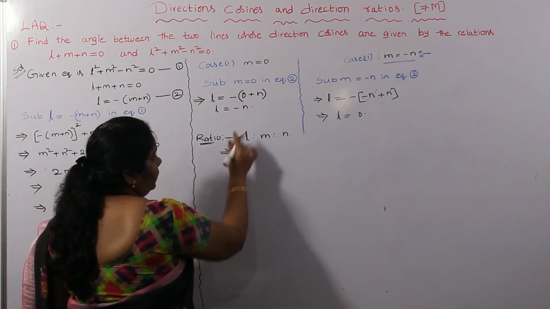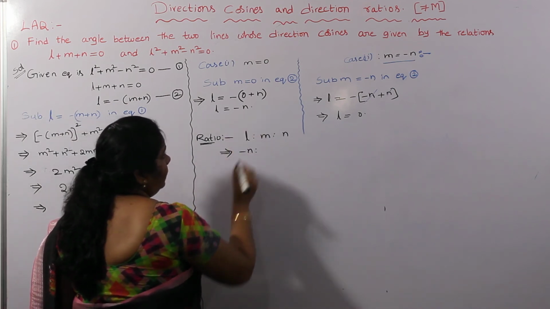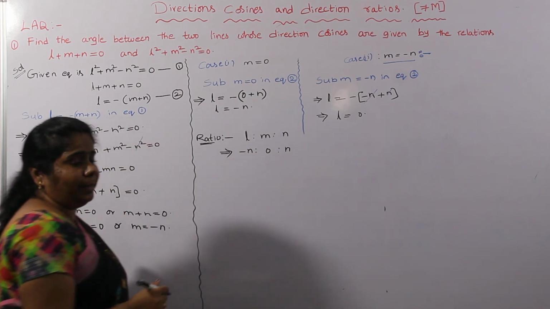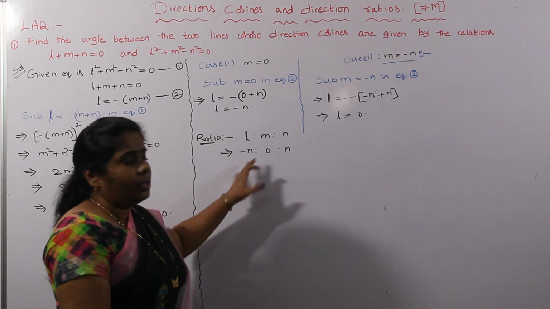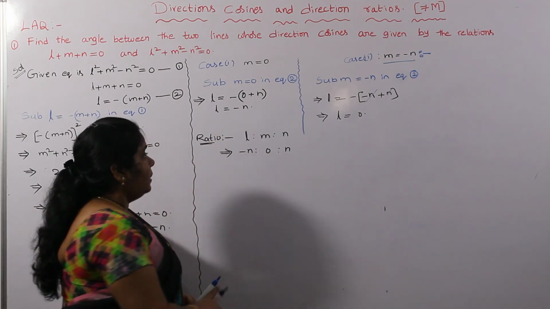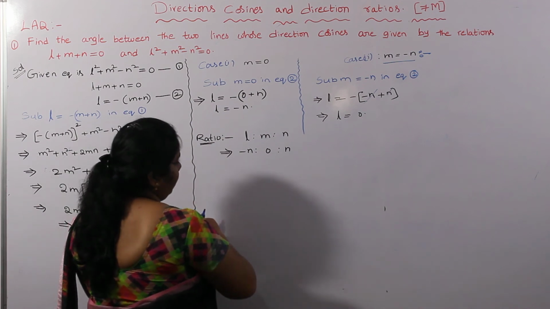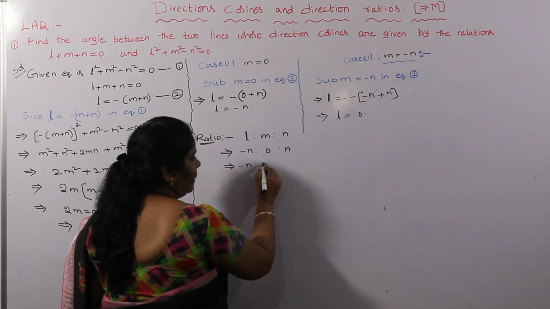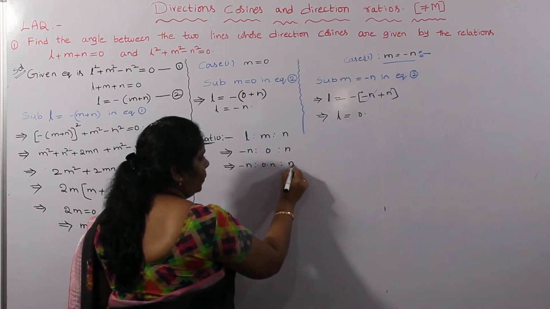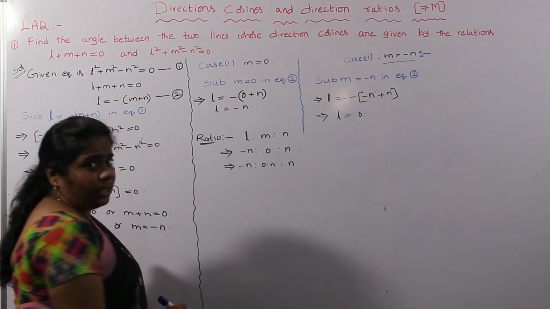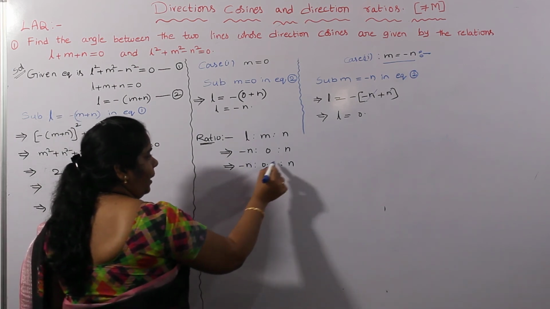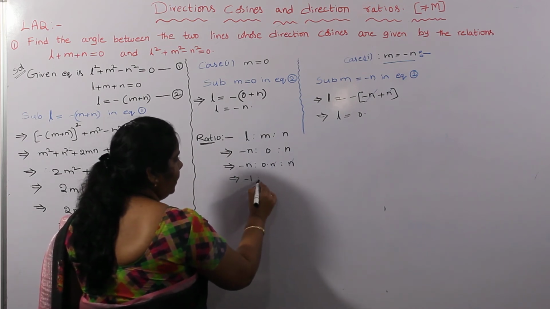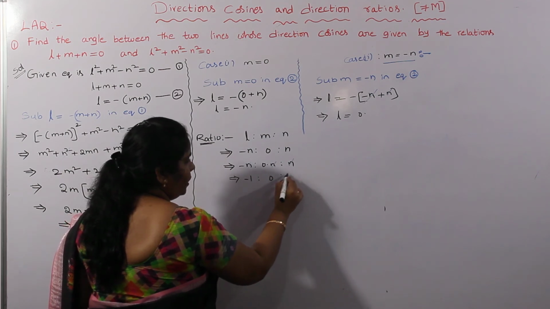L is equal to minus n, m is 0, n is as it is. Why? Because L is in terms of n only, so n is taken as it is. Here 0 can be written as 0 into n. Any cancellation? These are ratios, so we cancel. n is cancelled. Remaining is minus 1 is to 0 is to 1.